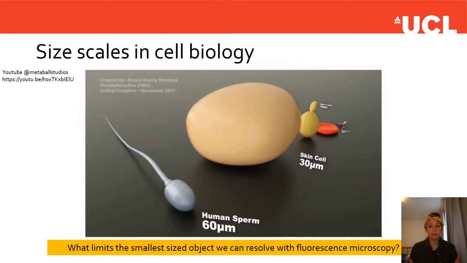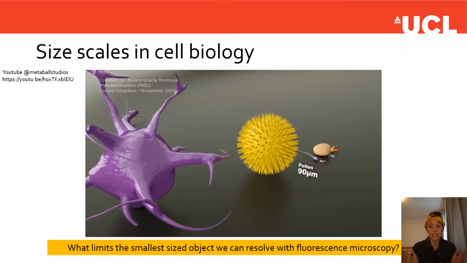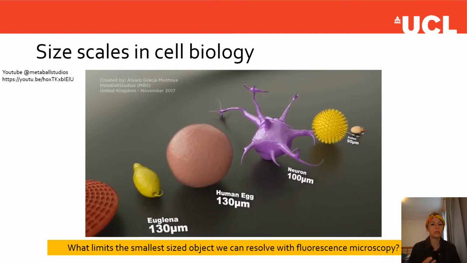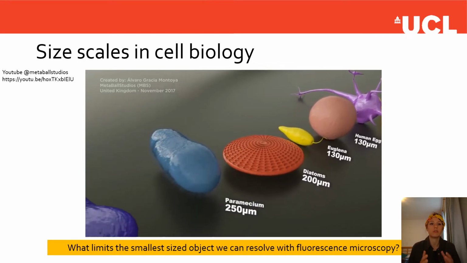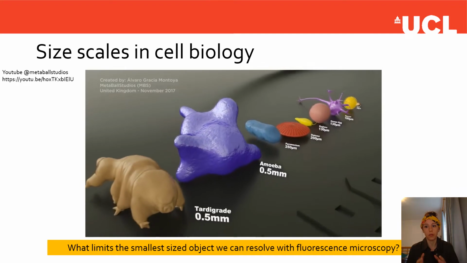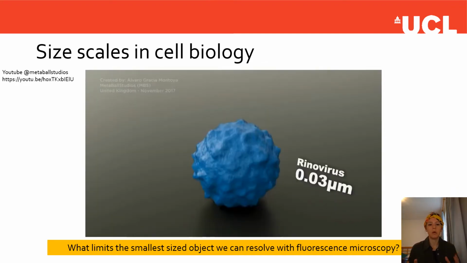And so if we're doing fluorescence microscopy, there's a really large range of size scales that are actually interesting to us. So you might want to look at a whole cell, but we might want to look at a very small object such as a virus or small structures within larger cells, for example, mitochondria or other organelles. And so to begin with, let's think about what actually limits the smallest sized objects that we can resolve with fluorescence microscopy. What's our limit?